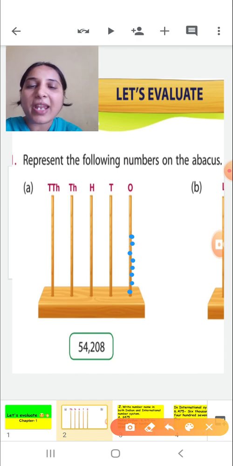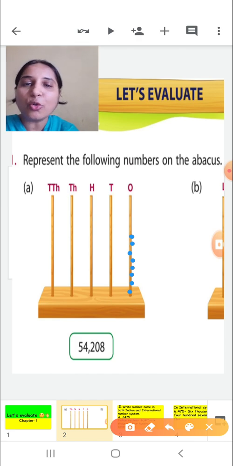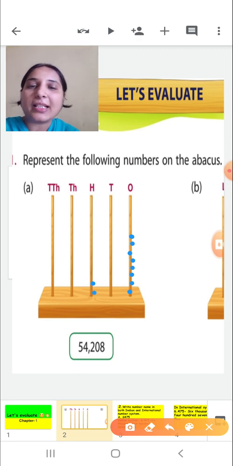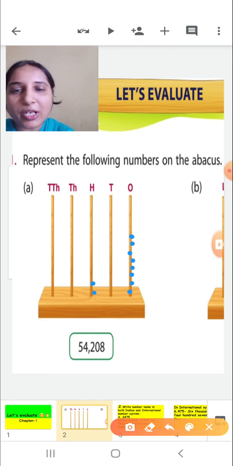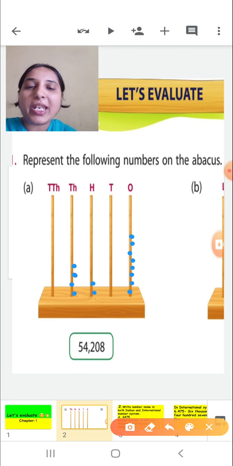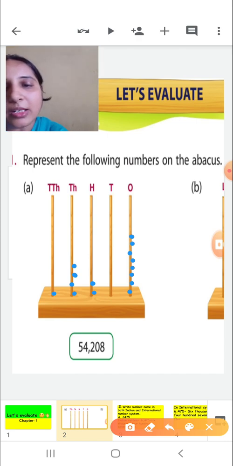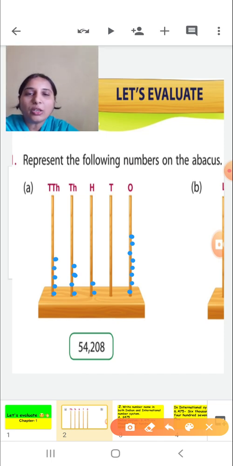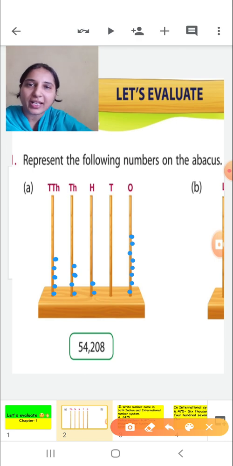Now how many beads do we have to draw at the hundreds place? 2. So let's draw it. 1, 2. How many beads at the thousands place? 4. So let's draw it. 1, 2, 3, 4. And how many at the 10,000 place? 5. So let's draw it. 1, 2, 3, 4, 5. So this was number A, where we had to represent the number 54,208 on the abacus. Number B you will do on your own.